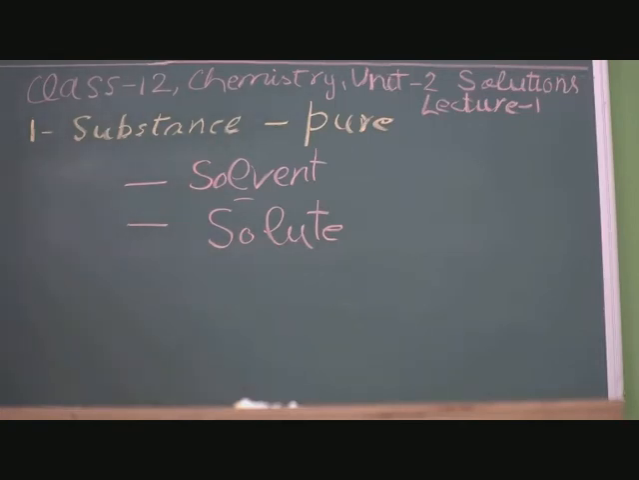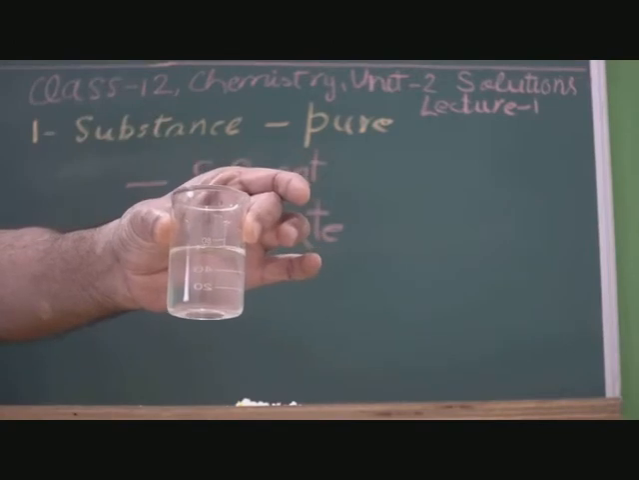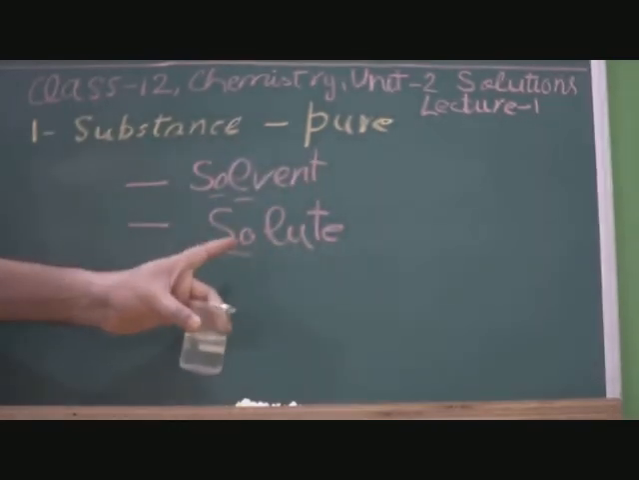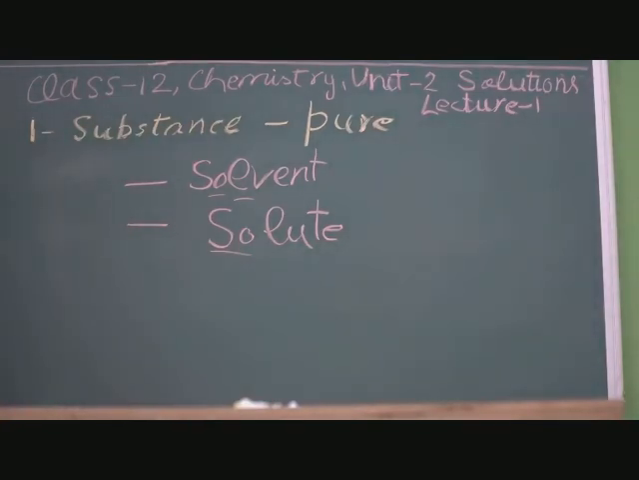In a solution which is present in larger quantity, that is called solvent, and which is in lesser quantity, that is solute. Therefore, in this water I dissolve salt. Salt is in lesser quantity, that's why salt is solute, and water is solvent. And this is also homogeneous mixture. Homogeneous mixture means when the composition is same throughout and the particles are mixed at the level of molecules or ions.